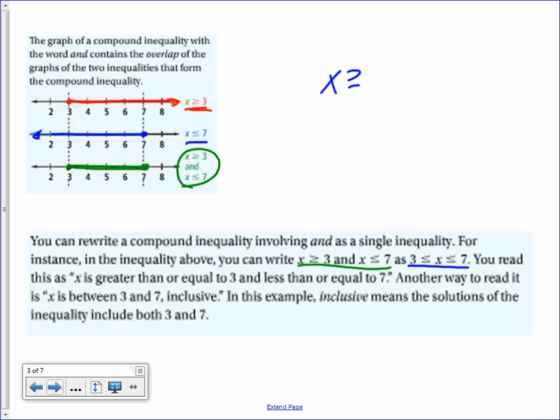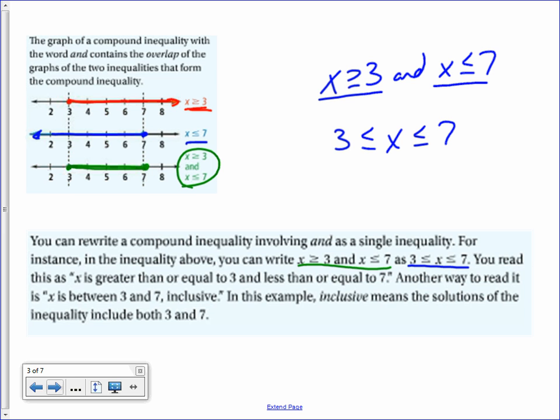x is greater than or equal to 3 and x is less than or equal to 7. I call it the sandwich technique. We put the x in the middle. This side of the inequality stays the same, so less than or equal to 7. This side we simply flip so that the x is behind. So I'd have 3 less than or equal to x. So we end up with very similar inequalities that mean the exact same thing.